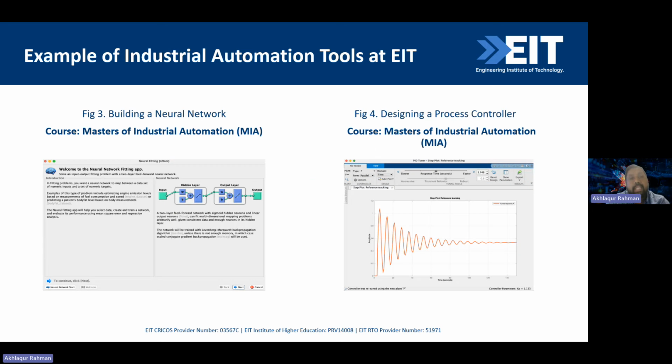Similarly, you can see things like building a neural network. Whether it's a machine learning algorithm or data analytics unit, you'll be given the knowledge about how to implement neural networks for different industrial processes. Similarly, if you have to design a process controller, which is a very important part of automation, we have control and advanced control units that show you different types of PID controllers and so on, even digital controllers, and how to implement them.